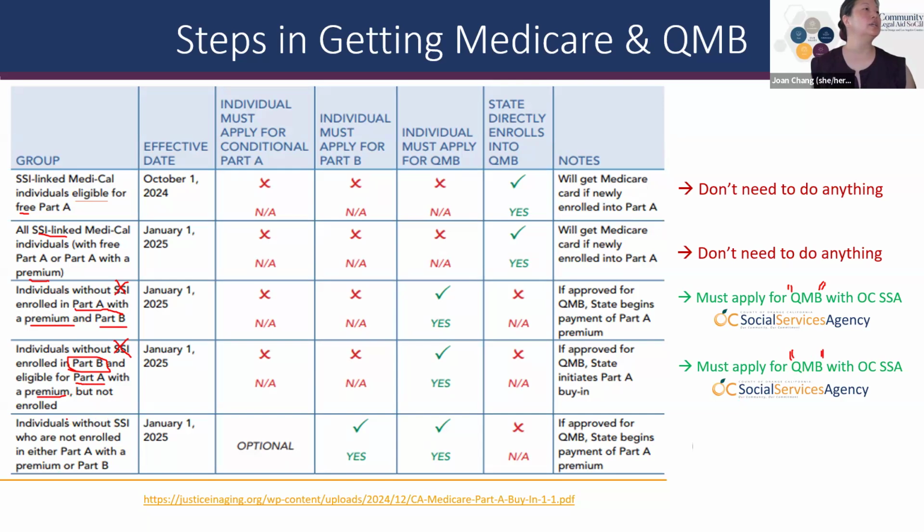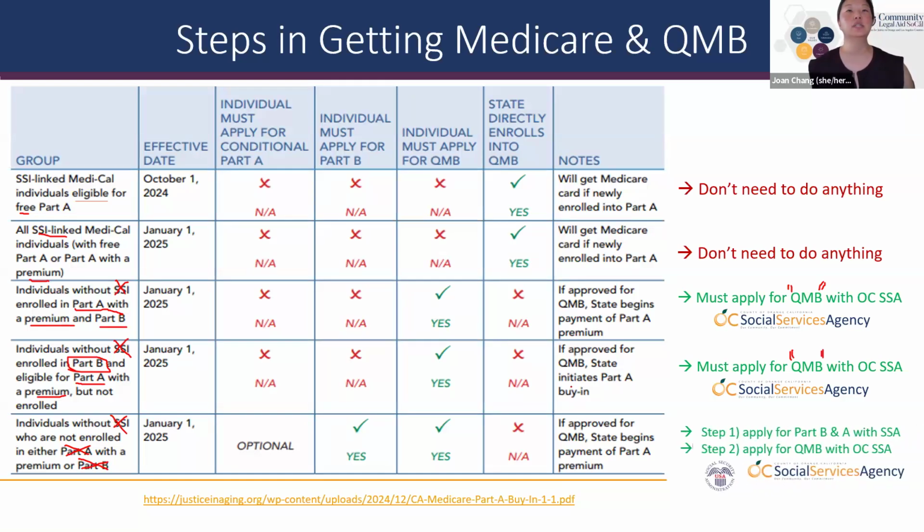And then lastly, this is the last group of folks. These are folks who don't have SSI and who currently do not have Part A or Part B at this time. These folks will have to do a two-step process, but step one is to go to Social Security. So Social Security are the feds. Orange County Social Services is the county. So they're two different agencies. You go to Social Security first, apply for Medicare Part B and conditional Part A, and then second, you go to Orange County Social Services. You have to do it in that order.